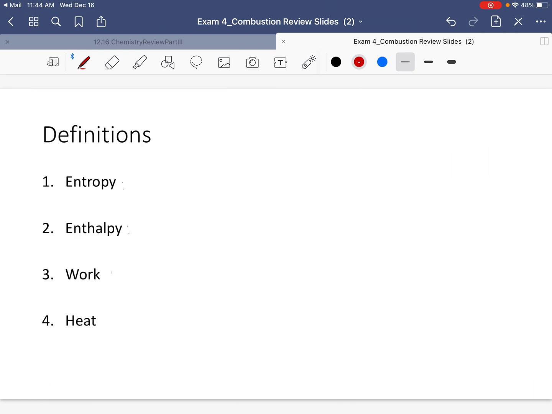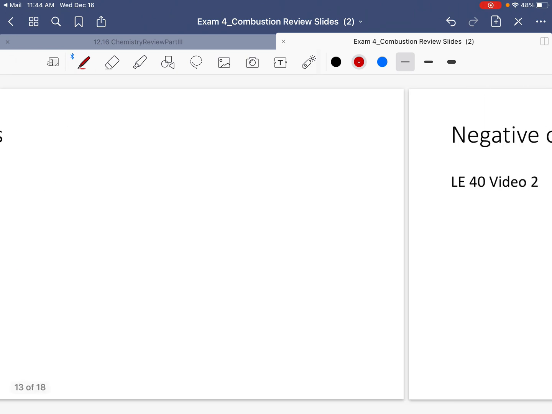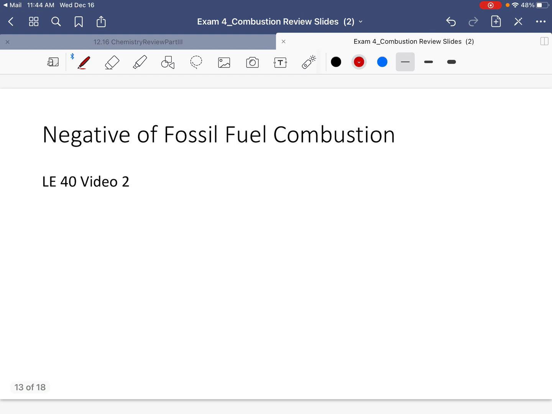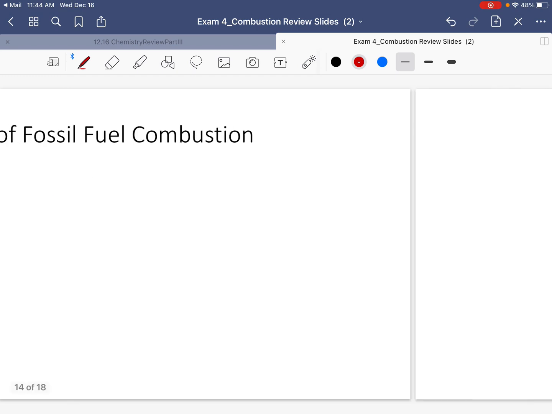Definitions, make sure that you have the definitions for these 4 vocabulary words. You're going to have to match them. Negative of fossil fuel combustion. Again, they talk a lot about how we need alternative forms of energy due to the negative effects of fossil fuels. Specifically, lesson 40, video 2, make a quick list of why we need different or alternative forms of energy.